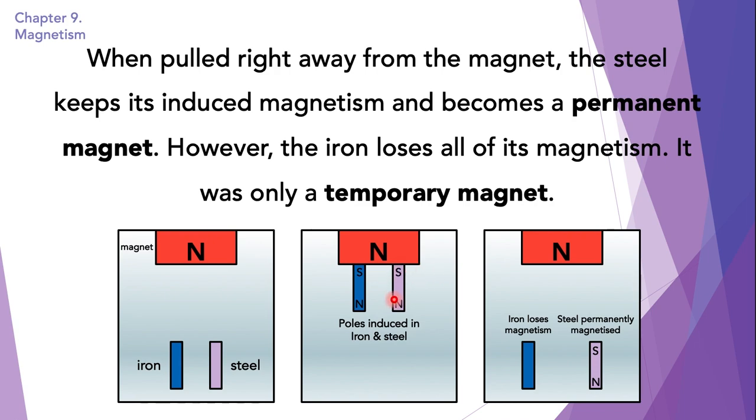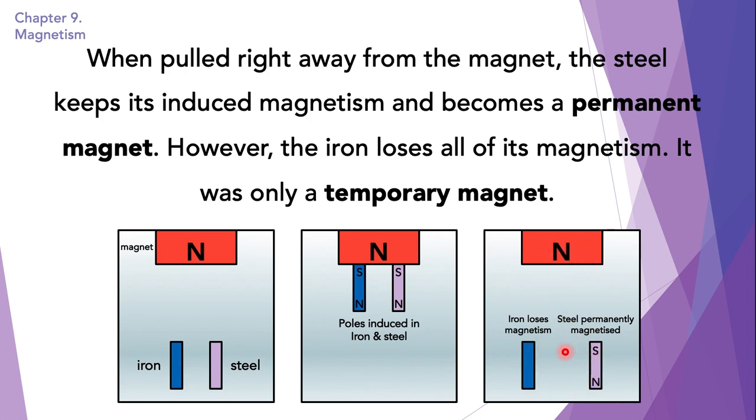But the steel and iron behave differently when they are pulled right away from the magnet. As you can see, iron loses its magnetism and goes back to its normal physical state. But steel becomes permanently magnetized. So you can see that iron was only a temporary magnet, but steel becomes a permanent magnet. It has the South Pole and North Pole even after it is pulled away from this magnet.